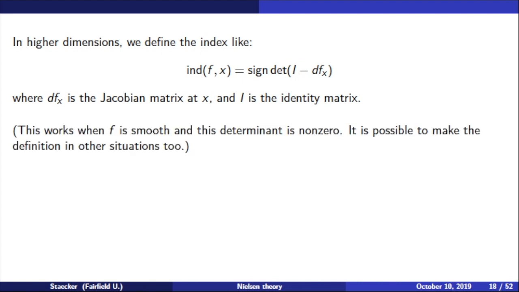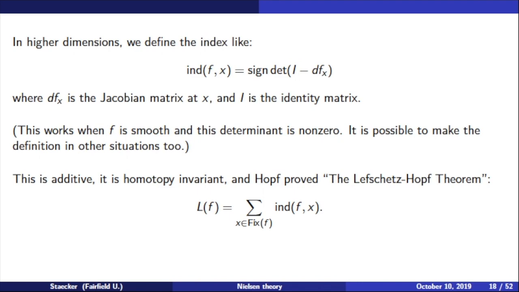All of this, of course, only works if the derivative exists and if this determinant is not zero. That's not always going to be the case, but it turns out there are other ways to make the definition of the index, even if this is not true. In fact, even if it's not a smooth manifold, even if your manifold has non-smooth points in it, it's still possible to make this definition. But I don't want to get into the details of that. All right, this is an additive index. It is a homotopy invariant, like I said before.